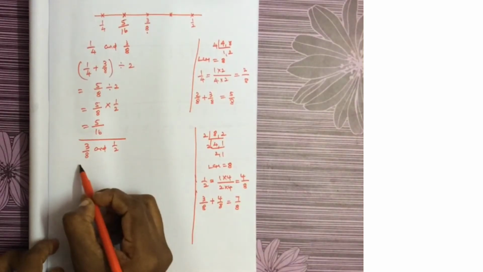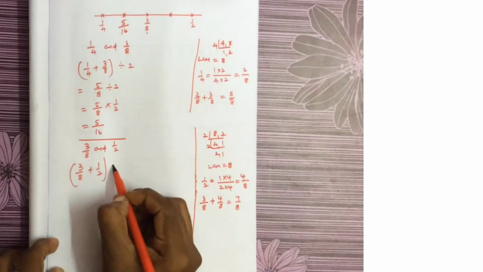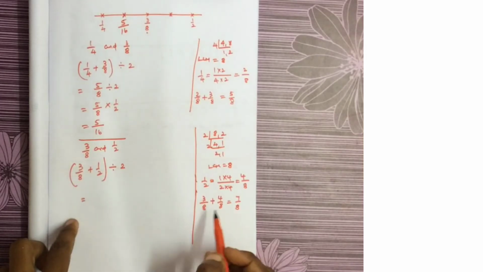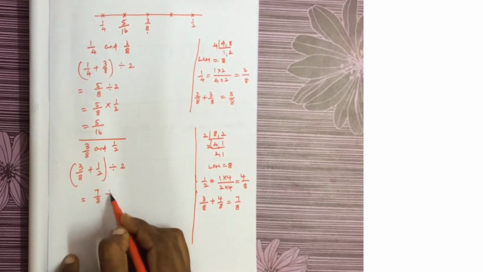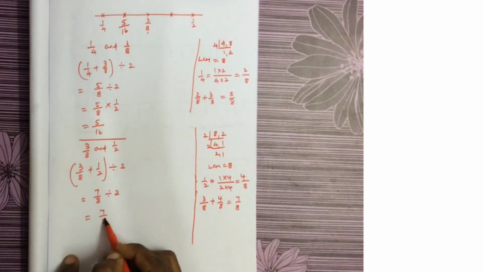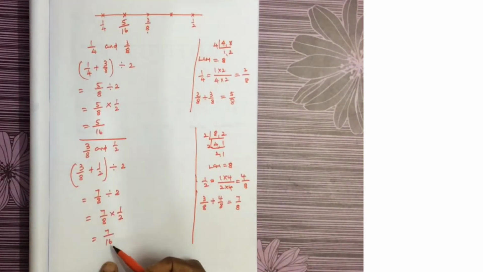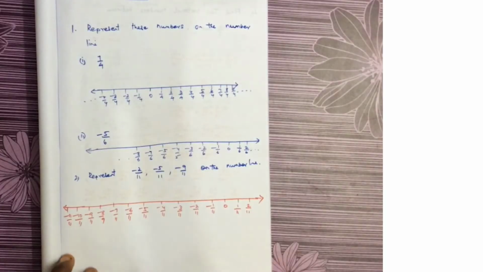So what you have to do is add 3 by 8 plus 1 by 2 and divide by 2. Instead of 3 by 8 plus 1 by 2, you can write 7 by 8. 7 by 8 divided by 2 is equal to 7 by 8 multiplied by 1 by 2, that is equal to 7 by 16. So the rational number that exists between these two rational numbers is 7 by 16. Now we are going to start with exercise 1.2.